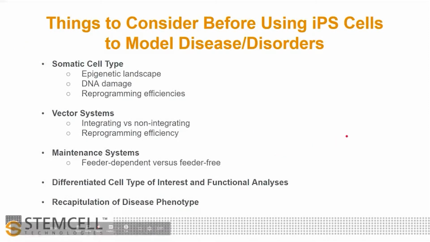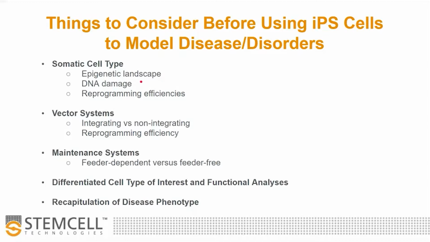There are a few things to consider before using iPSCs to model diseases and disorders. The first thing to consider is the somatic cell type that you want to use. You really have to consider the epigenetic landscape of the somatic cell that your customer wants to change into induced pluripotent stem cells. Certain methylation patterns may restrict or inhibit the efficiency of reprogramming. So it's something to consider.